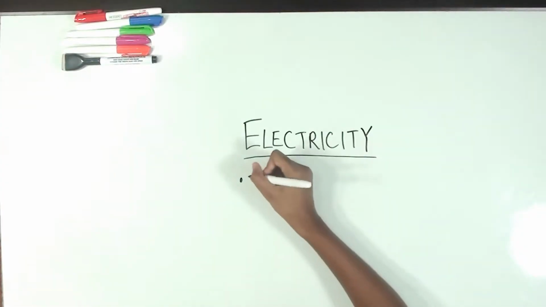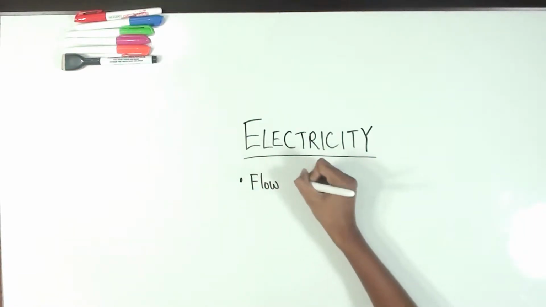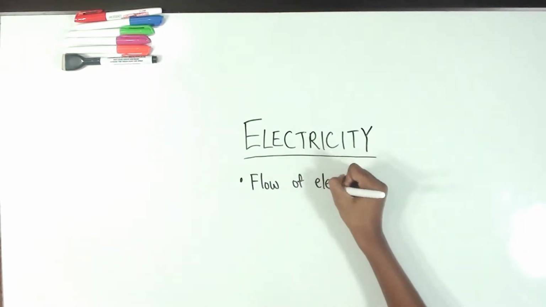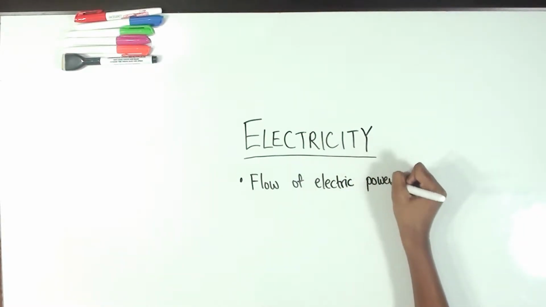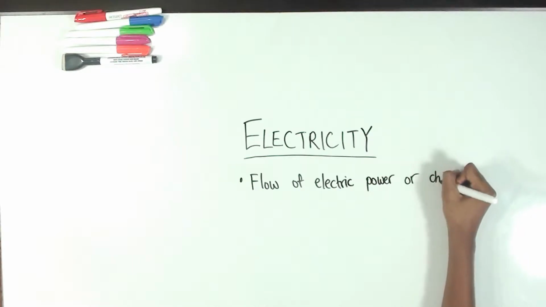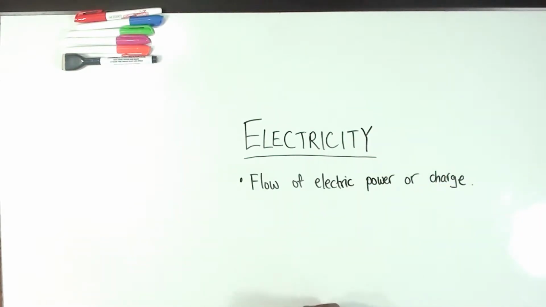The given definition for electricity is that electricity is the flow of electrical power or charge. This might not make sense now, but by the end of the video, I'm sure it will. To understand electricity, we need to understand what an atom is.